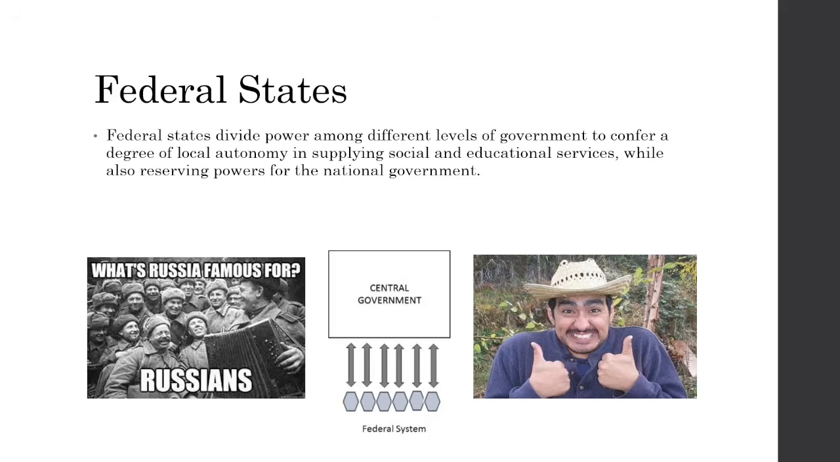These are different from unitary states. Federal states divide power. They share that power. It's not just concentrated in the local governments, but it's shared between the central and local governments. And they confer a degree of local or regional autonomy in supplying typically social and educational services. Oftentimes it's more economic as well as religious in some areas, while also reserving powers for the national government. And I meant religious in like Nigeria, where the North has a lot more Muslim representation in the political system. So Muslim ideologies are going to be in mind more during the policymaking process in those states.